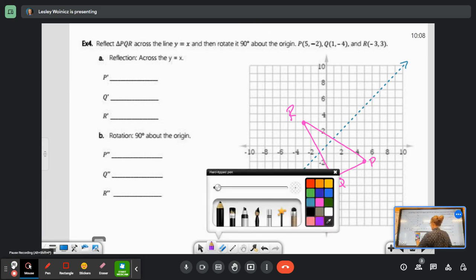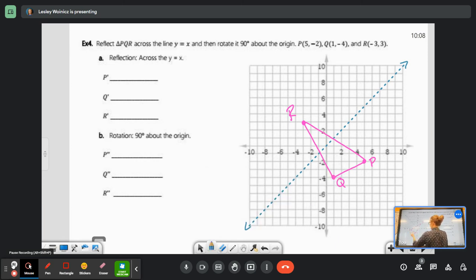When we reflect in this line, what this does is it swaps our x values and y values. So the rule is x and y map to y, x. I just take my x and y and trade spots. So P prime is going to be -2, 5. Q prime is going to be -4, 1. And R prime is going to be 3, -3.